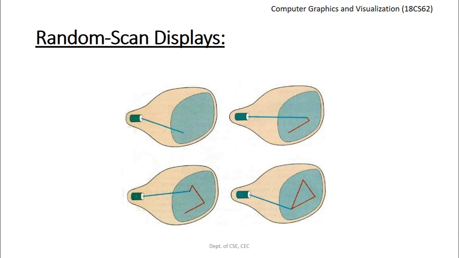When operated as a random scan display unit, a cathode ray tube has the electron beam directed only to those parts of the screen where the picture is to be displayed. Unlike the raster scan systems where each and every row is traversed, here there is no such concept. Pictures are generated as line drawings, with the electron beam tracing out the component lines one after another. Rather than drawing one point at a time, here we draw one line at a time.